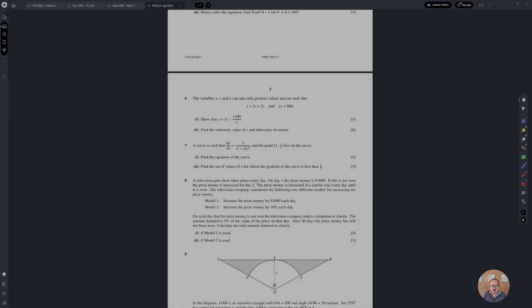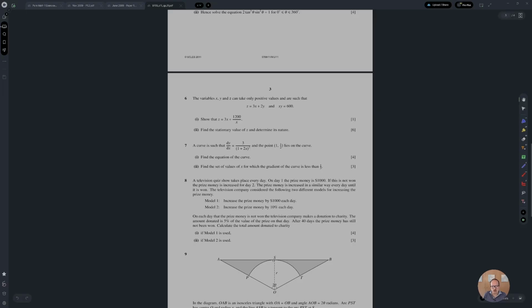On day 1, the prize money is $1,000. If this is not won, the prize money is increased for day 2. The prize money is increased in a similar way every day until it is won. The television company considered the following two different models for increasing the prize money. In Model 1, they increase the prize money by $1,000 each day. In Model 2, they increase the prize money by 10% each day.